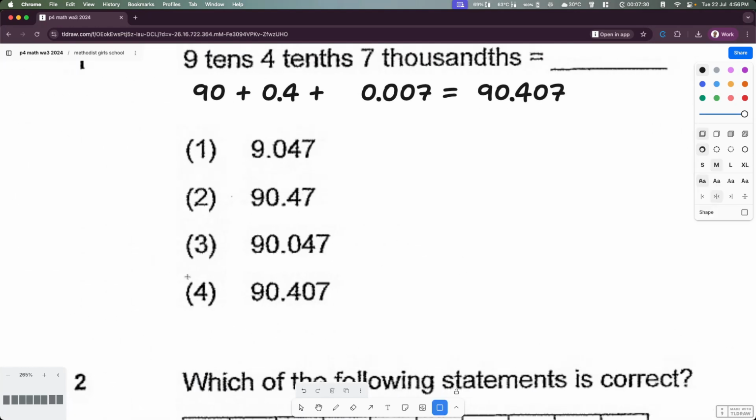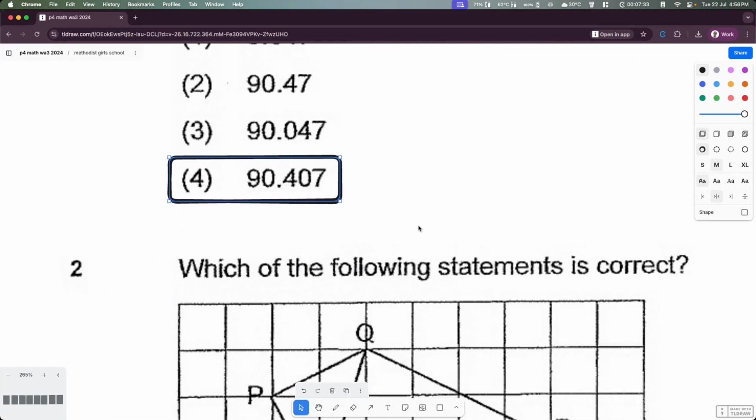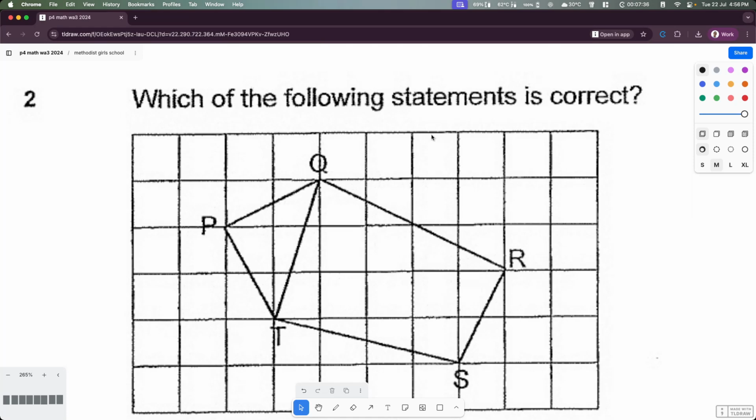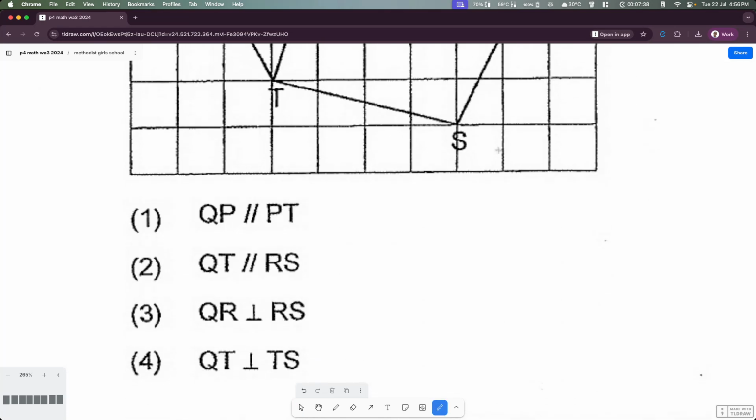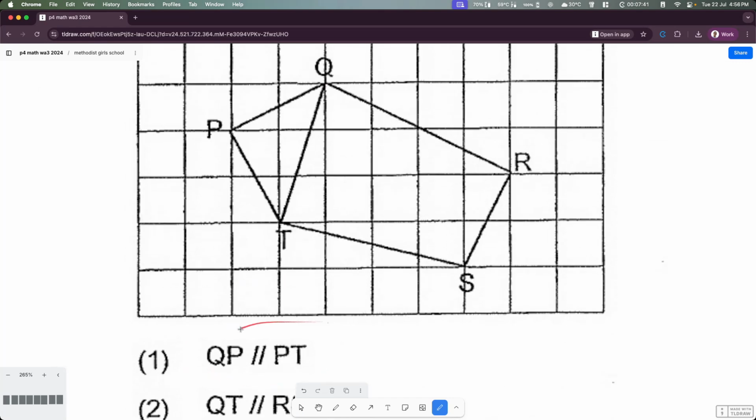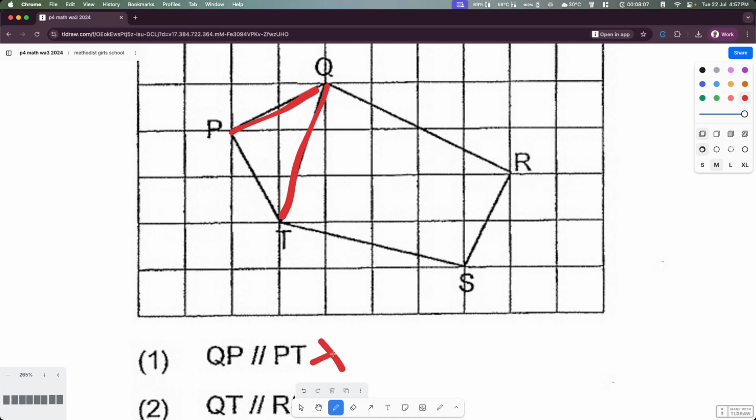I'm just going to put a rectangle here to say this is the answer. All right, let's move on to question 2. Which of the following statements is correct? QP is parallel to PT. Let's see if this is correct. If I draw this out, the red line here, QP is parallel to PT? Sadly, they are not parallel at all. So QP and PT is wrong. Let's move on to the next one.